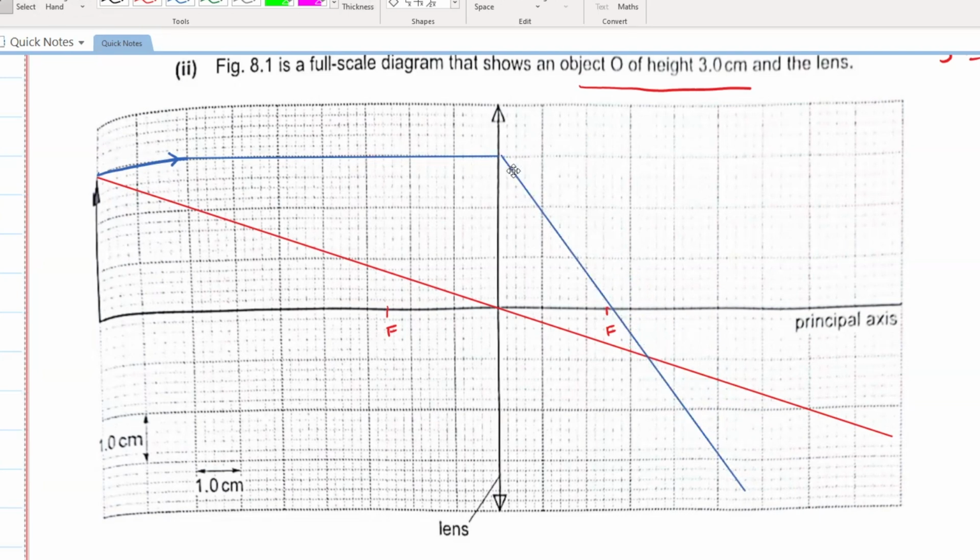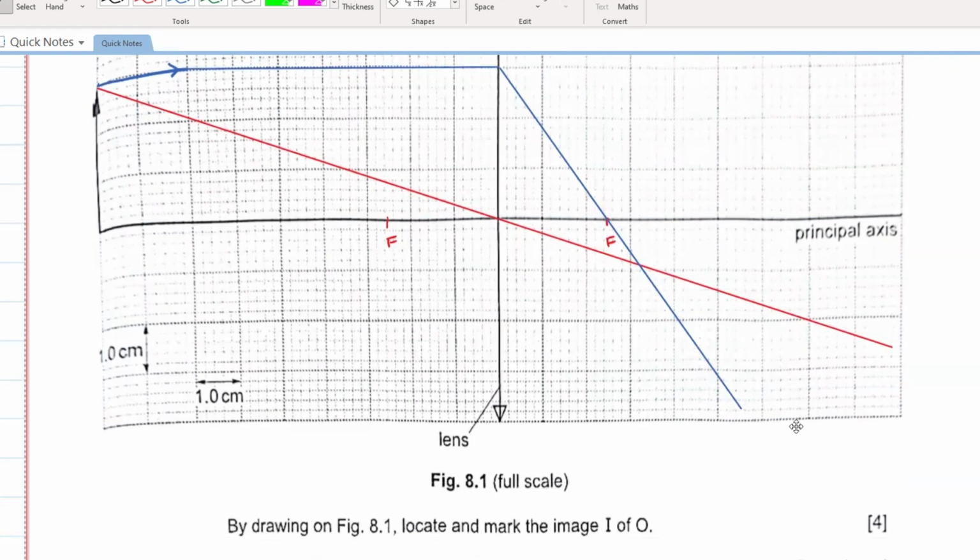No, we should also close this further. Somewhere here, and if it passes through the focal point, yeah. Perfect. Here. Okay. Where is the image forming? Image is forming somewhere here.